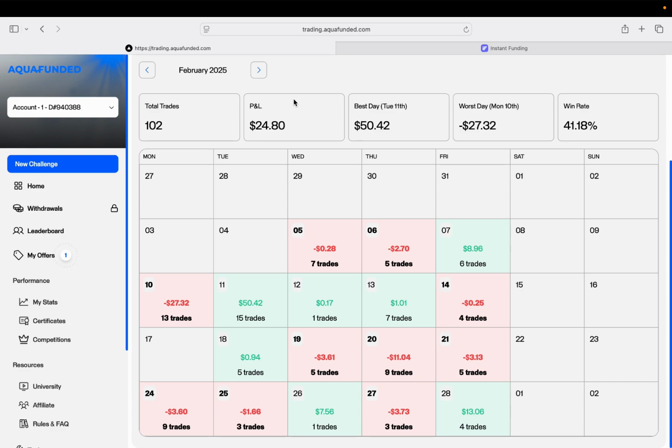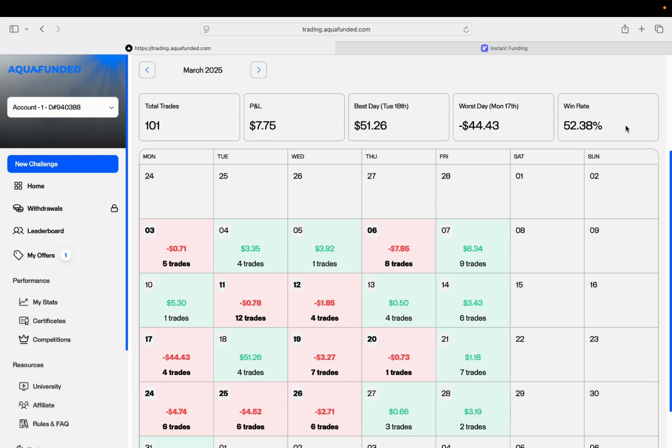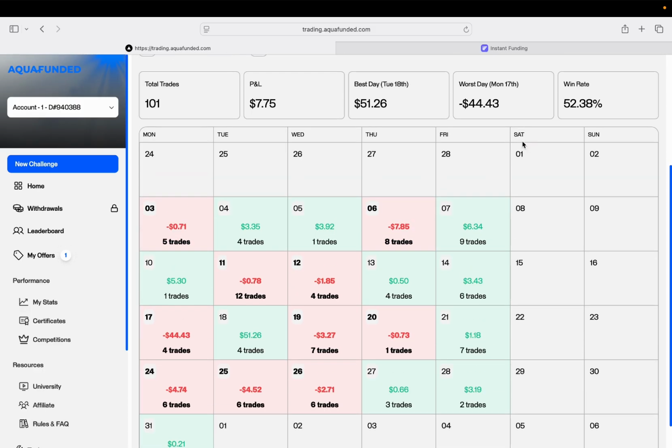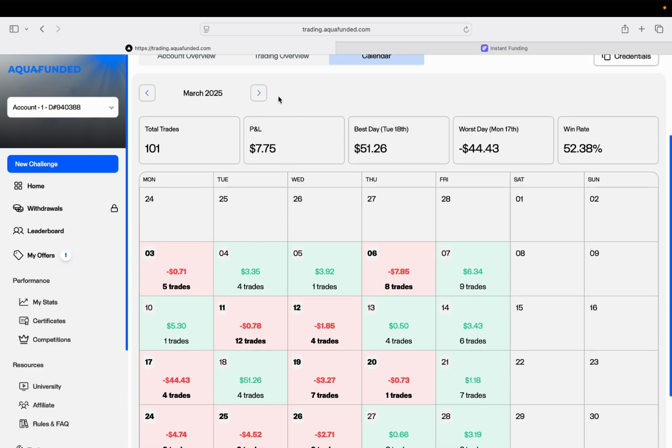And you can see these stats also. The next month was 52% win rate. It was a little better. You can check these trades also. I'm totally transparent about this account.